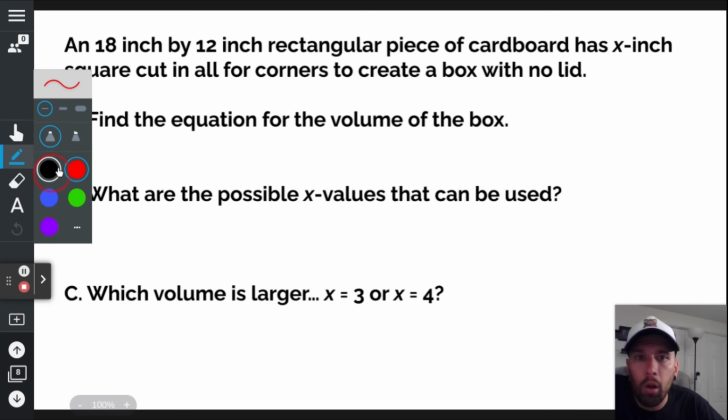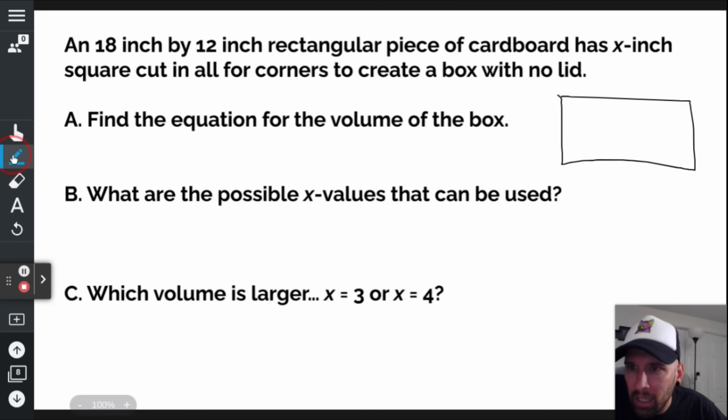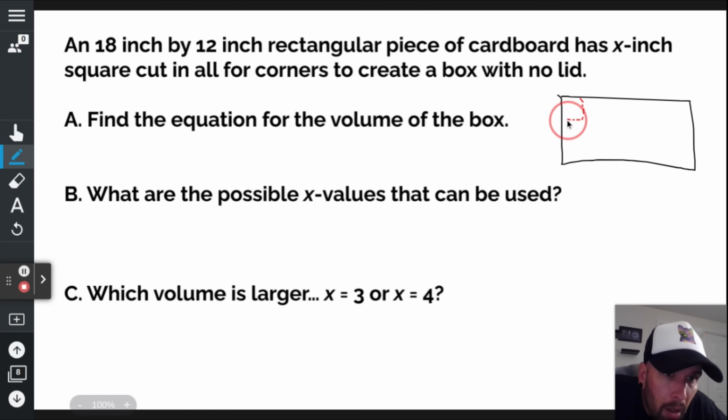Okay, let's draw that out. I'm going to draw a rectangle. As you can see, everything is perfect. And according to this, I cut out X-shaped corners, squares, out of each corner.